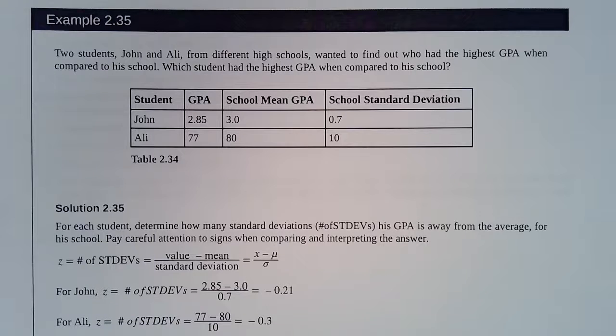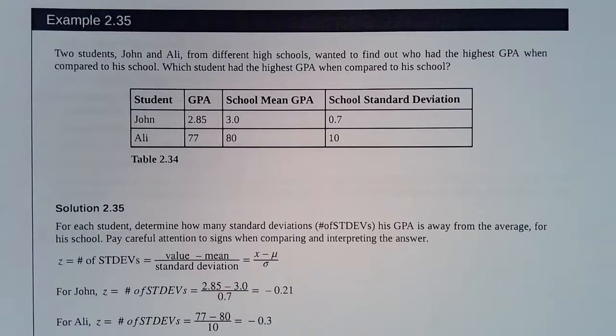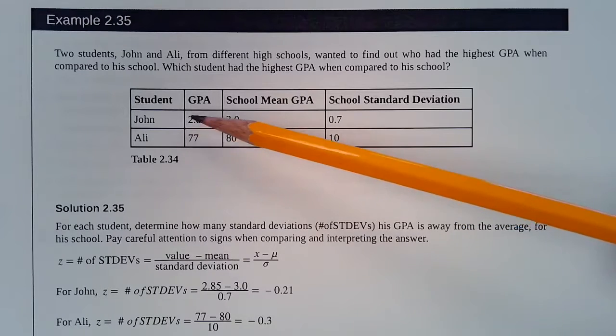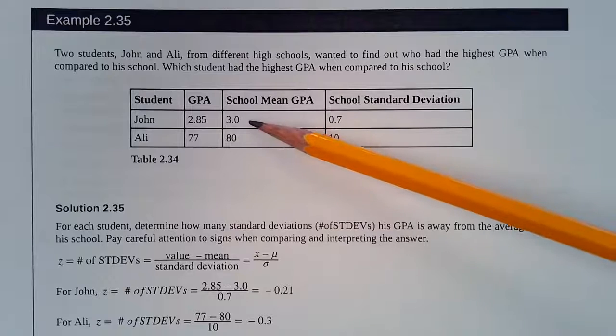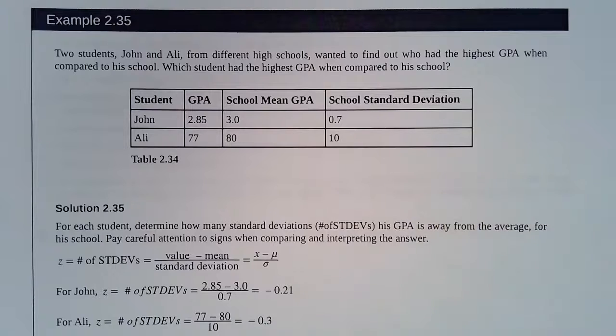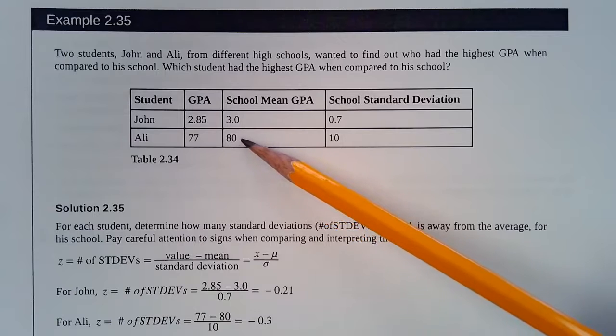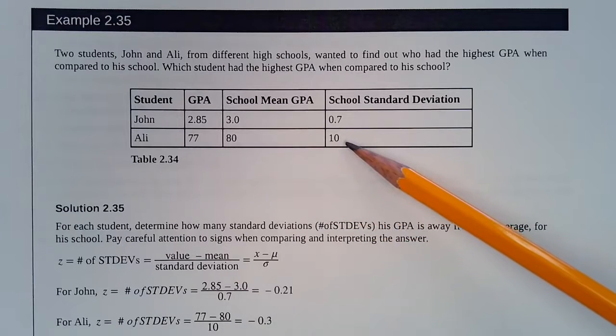All right, so example 2.35, we have two students, John and Allie, from different high schools. We want to figure out who has the highest GPA, but this is when they're compared to their school. Okay, which student had the highest GPA? So we have the GPA of John, which is 2.85, and the school mean is 3.0. The school standard deviation is 0.7. And for Allie, at her school, they calculate GPA a little bit differently. She has a GPA of 77, and the school mean GPA is 80, and the standard deviation is 10.